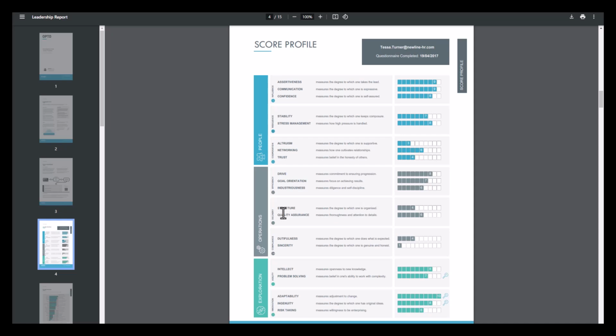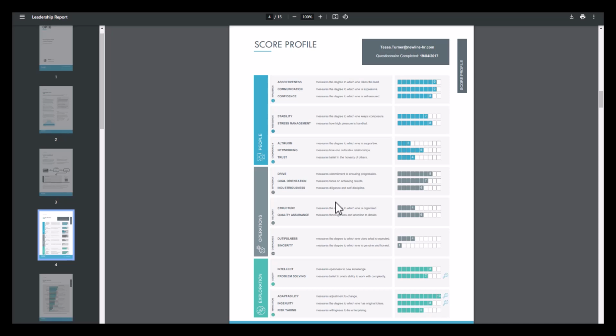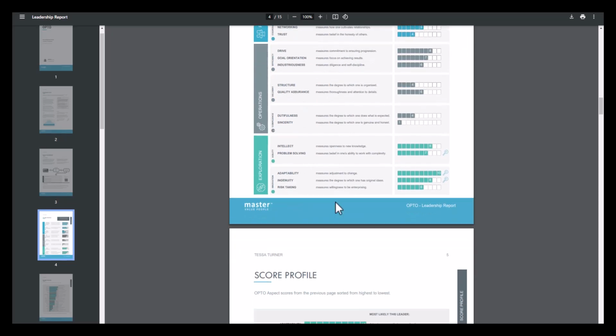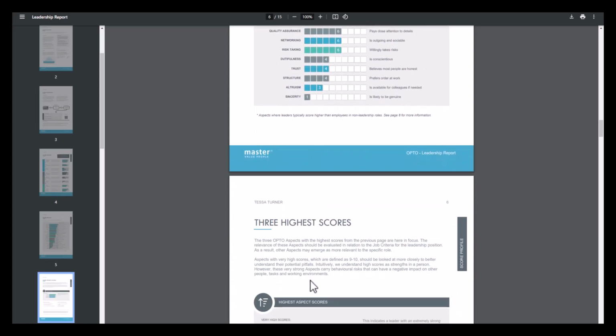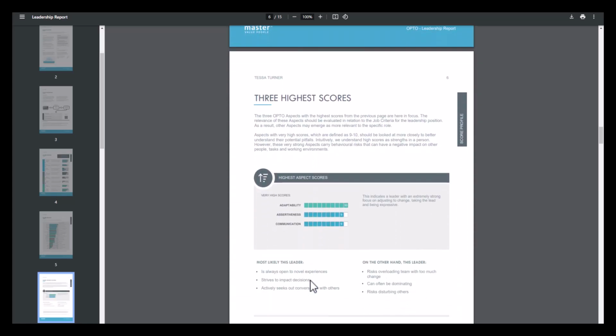These are presented in the same order as they appear in OPTO. And you'll also notice a short line of text for each trait. This is generic and describes what the scale measures, not the participant's results. As we turn the pages, we see the aspects presented in descending order. We start with the trait that has received the highest score and end with the one that has received the lowest score. Moving on to page 6, we focused on the 3 aspects that received the highest scores.